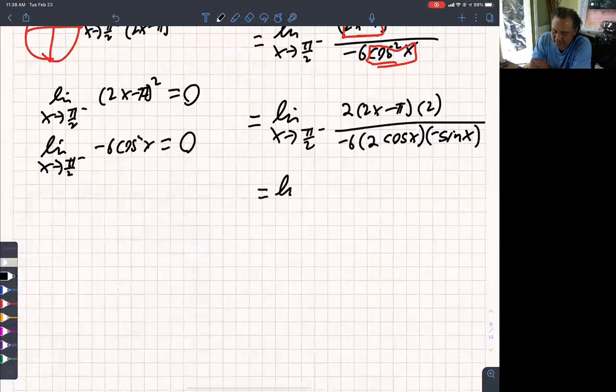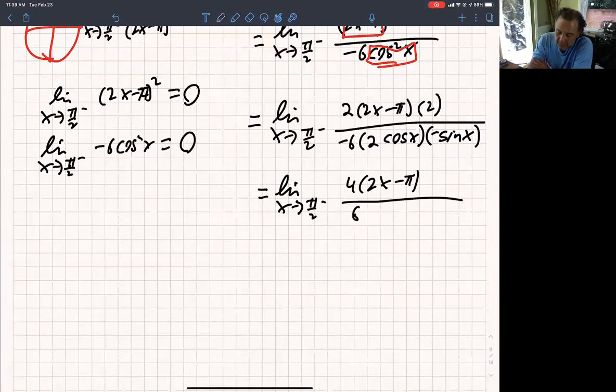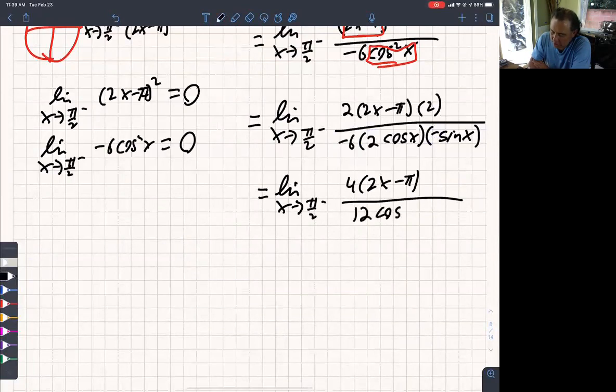Now we get this. On top, we're going to get 4 times 2x minus pi all over positive 12. Positive 12, because we have negative 6 times 2 times a negative. That's going to get us 12 cos x sine x. We are getting close. But if you look at the top, that's approaching 0. And the cosine of pi over 2 is 0. We're going to have another L'Hopital's.